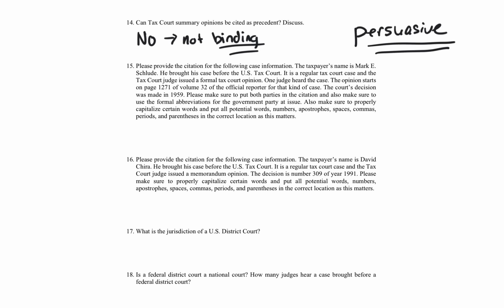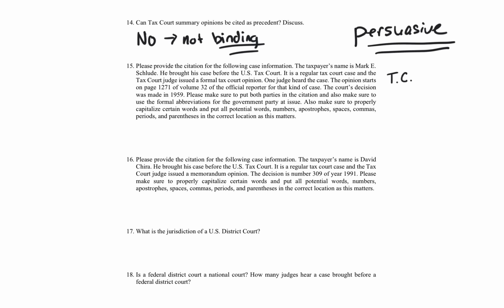So now again, we have to think about what the official reporter is for that kind of case. Well, the official reporter for the tax court, formal tax court case, so a regular tax court case, is T period, C period, no spaces like that. T period, C period, that is the official reporter. The court's decision was made in 1959. Okay, well that's important because we're going to have to put that in the citation as well.